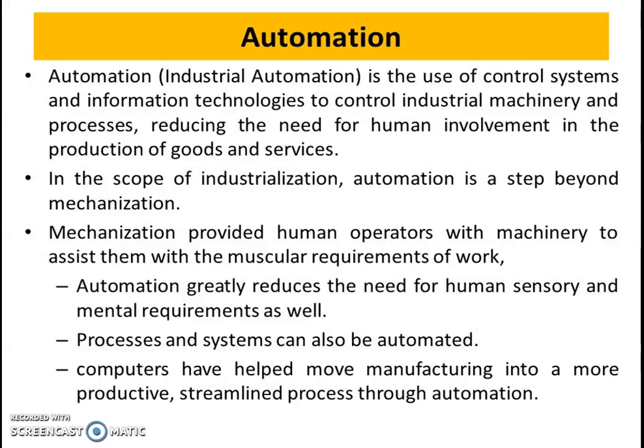In the scope of industrialization, automation is a step beyond mechanization. What is mechanization? Mechanization provided human operators with machines. Earlier, if you had to construct any bridges or houses, they had to mix all the things, cement, sand, water, all the things they had to bring, and mix thoroughly for an hour.